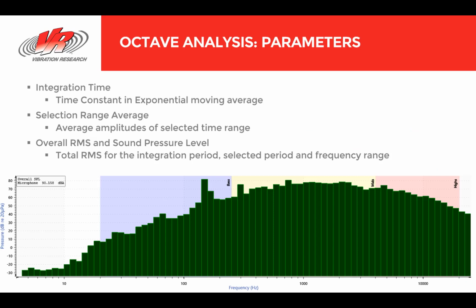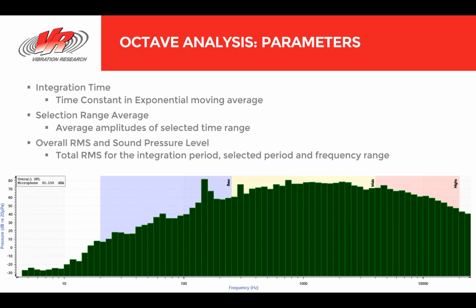Some other parameters that we need to know when running octave analysis. Integration time. This is the time constant that is used for the moving average used to generate each of these octave bins. Very important if you have something that is relatively stable or slow moving, you can use longer integration time. But if you do have sharp events, then a shorter integration time is going to be necessary.